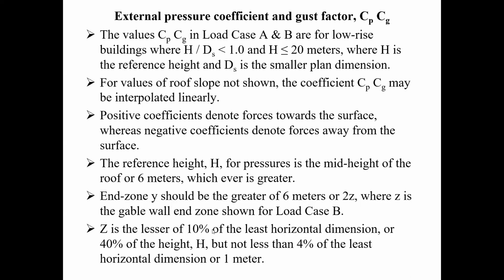Z is the lesser of 10% of the least horizontal dimension or 40% of the height, but not less than 4% of the least horizontal dimension, or 1 meter. Very rarely will this govern, unless you have a very, very wide building. So 10% of this was 2.7 meters, which is no good. 40% of the height is 2.4 meters, and 60% of the least horizontal. So none of this works. Therefore, I will stick to the 6 meters for the end zone, and that's what I'm going to be using.